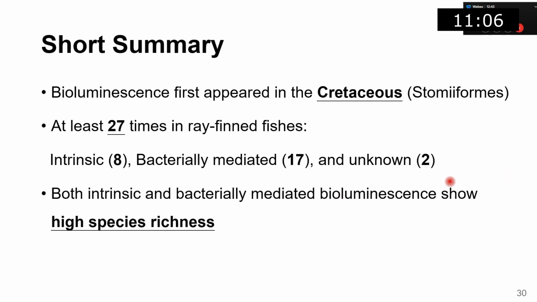The short summary is that bioluminescence first appeared in the Cretaceous in the Stomiformes, and evolved at least 27 times in the ray-finned fish, 8 times as intrinsic and 17 times as bacterially mediated. Both intrinsic and bacterially mediated bioluminescence show high species richness.